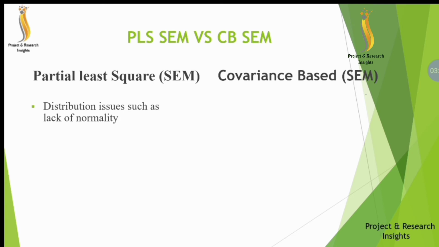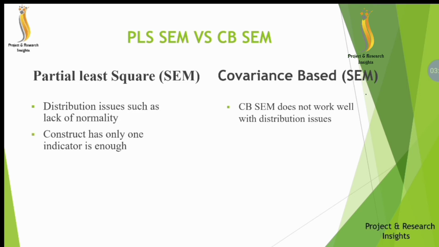With PLS, distribution issues such as lack of normality, PLS treats the distribution issues very well. On the other hand, covariance-based SEM does not treat normality issues very well. CBSEM does not work well with distribution issues. When in the data there are distribution issues, then we need to prefer PLS-SEM.